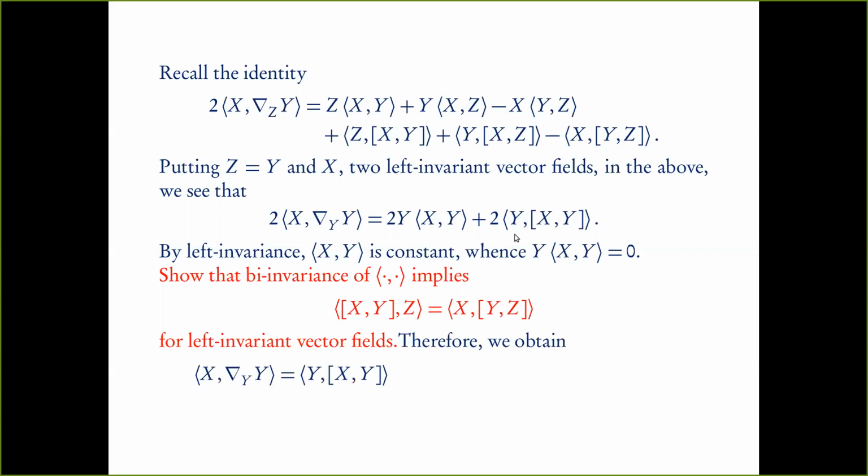So in our setting, what we had obtained earlier was the dot product of x with nabla y y was simply the dot product of y with the Lie bracket xy. But because of bi-invariance, this is where we use bi-invariance crucially. This does not follow from left invariance. This is nothing but this quantity, right? I can use x on y on the left by taking the Lie bracket of yx and then dotting it with y. But what is this quantity?